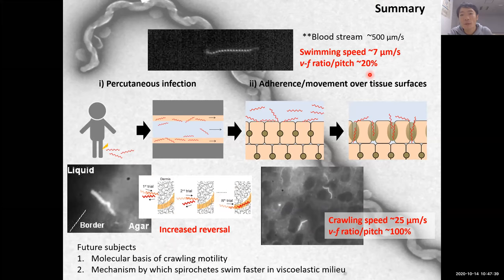So quantitative motility parameters in leptospira: the swimming speed is 7 micrometers per second. The swimming efficiency, I mean the swimming distance by one revolution of the cell, is about 10%, 20%. So not so high. However, the blood flow within the bloodstream is about 500 micrometers per second. So maybe the swimming speed of the spiral is not effective within the bloodstream. However, such increased reversal at the interface of the gel and the liquid will be effective, and crawling speed on the cell surface is 25 micrometers per second, much faster than the swimming speed, and the ratio of swimming to crawling is almost 100%. Such effective motility is very important for their pathogenicity.